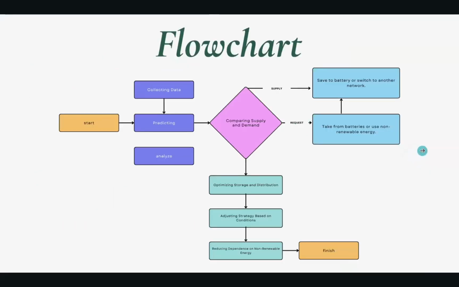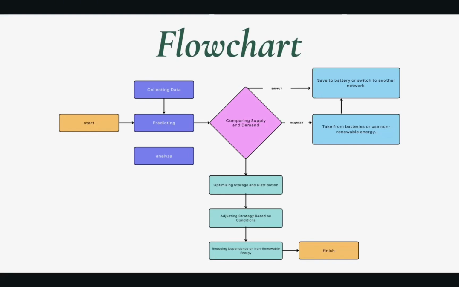Next, now I will walk you through this flow chart, which begins with the start stage where the system is set in motion to collect data and make informed decisions about energy distribution. The first step is collecting the data, and this includes weather forecasts, energy consumption patterns, and battery levels to understand the current energy landscape. Then next, we use the predictive model to estimate future energy production and consumption. This can help in making proactive decisions about energy allocation.